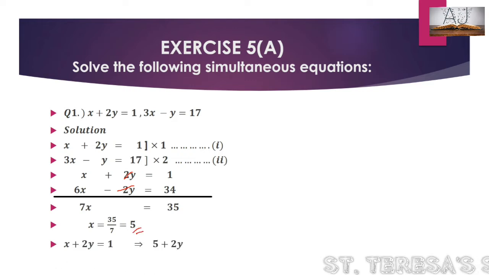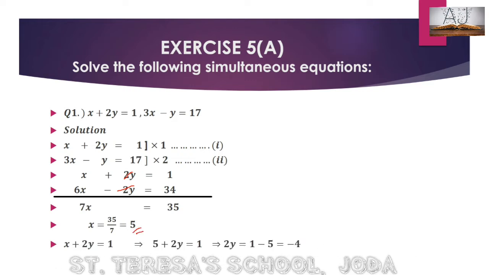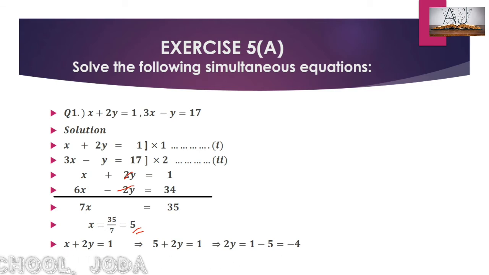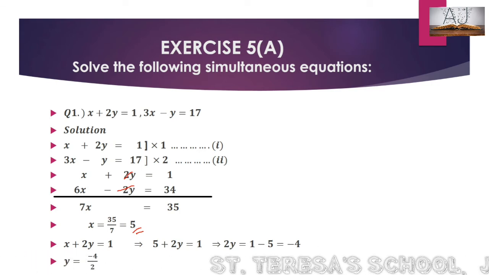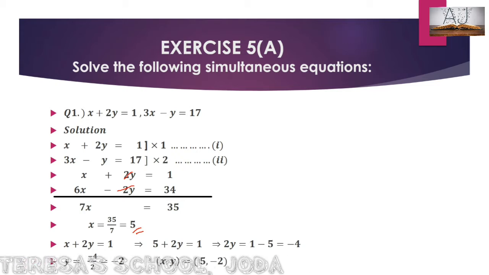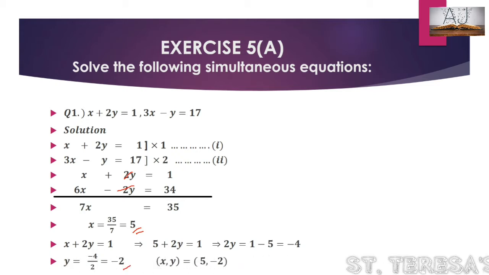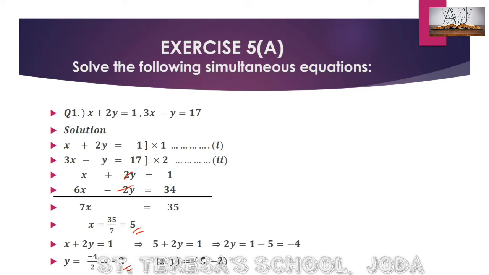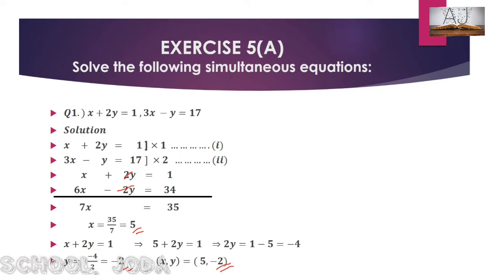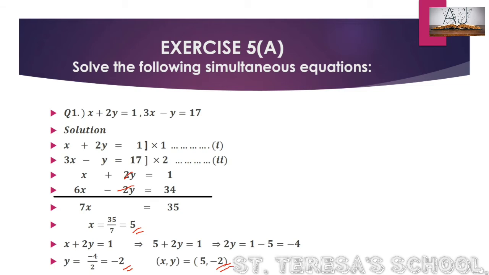Now we need to find the value of y. We'll substitute the value of x in the first equation, that is x plus 2y equal to 1. In place of x, 5 plus 2y equal to 1. So 2y is equal to 1 minus 5, that is minus 4, or y is equal to minus 4 by 2, that is minus 2. So the value of x and y have come 5 and minus 2. So this is the solution by elimination method.